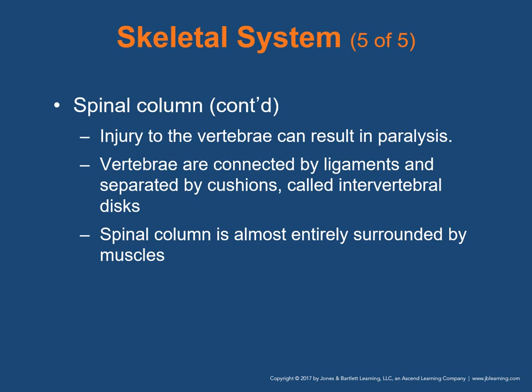The front part of each vertebra consists of a round solid block of bone called the vertebral body, and the back part forms a bony arch. This series of arches form a tunnel called the spinal canal, which encases and protects the spinal cord. The vertebrae are connected by ligaments and separated by cushions called intervertebral discs. The spinal column is almost entirely surrounded by muscles.